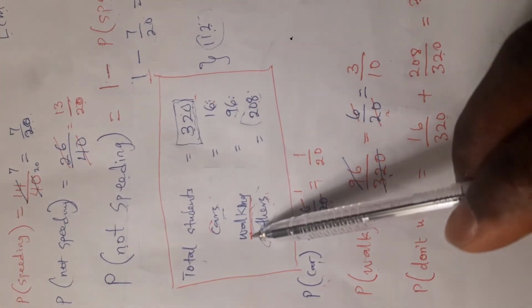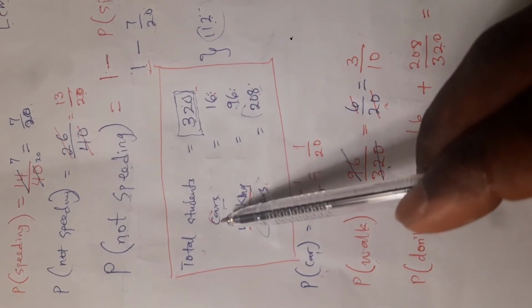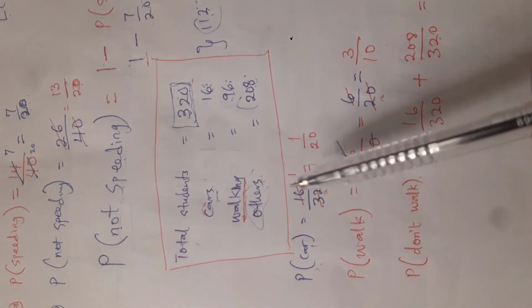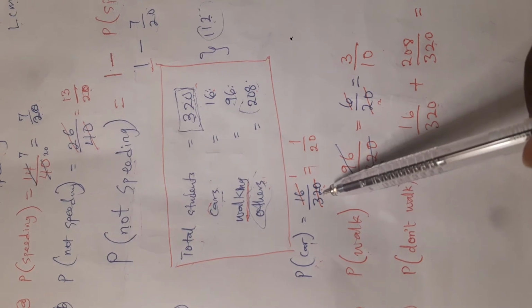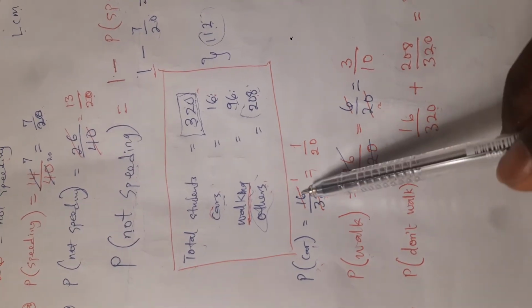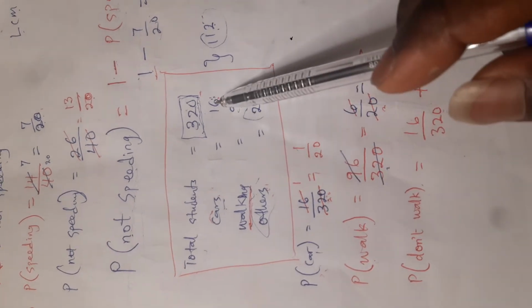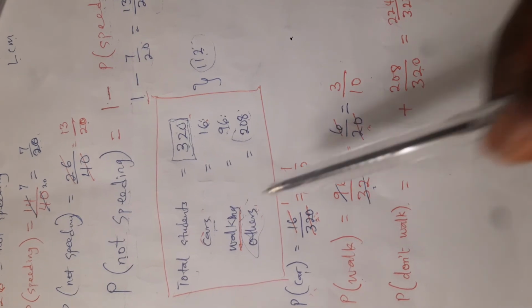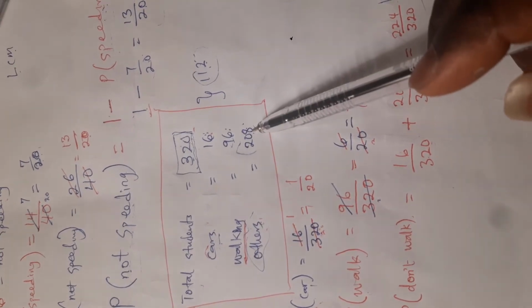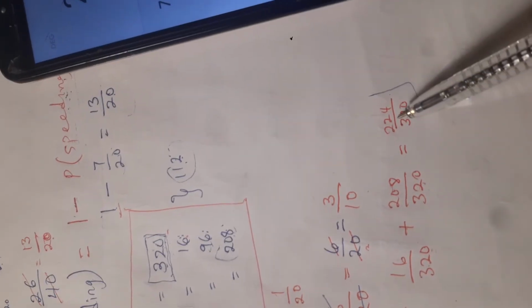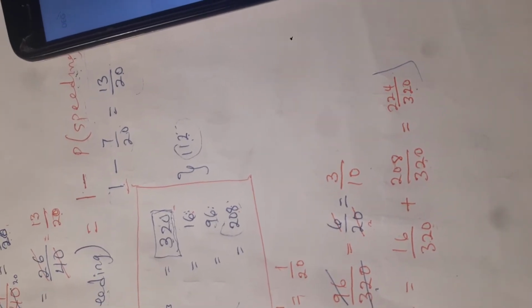Now if he does not walk to school, it means he used the car or others. The probability of the car is what? 16 over 320. You don't use the simplest form, you come back to your original statement, which is 16. That's why I have 16 over 320, or others. The others is 208. Now you can add together, so you have 224 all over 320.